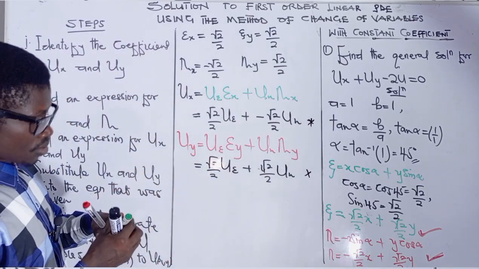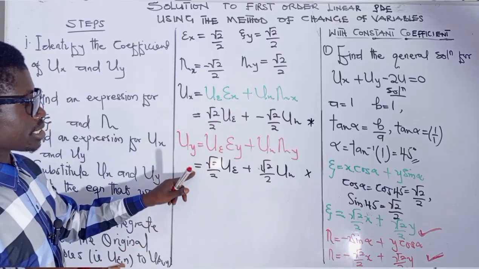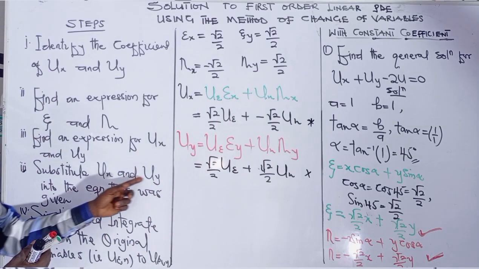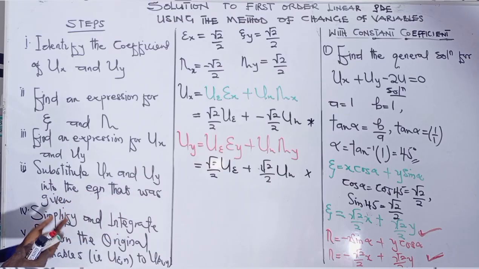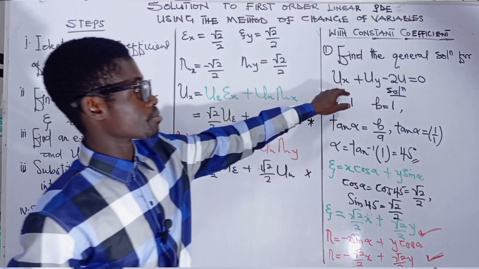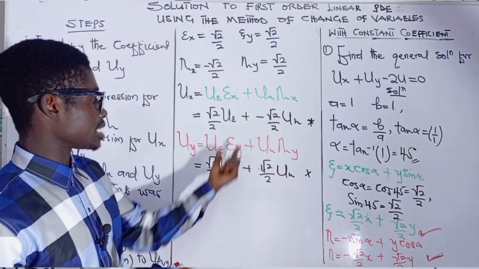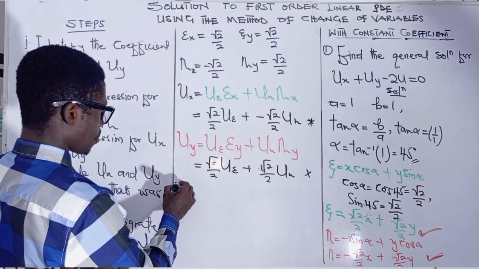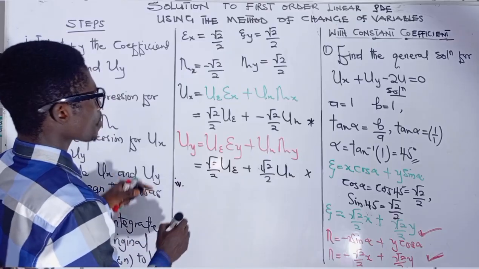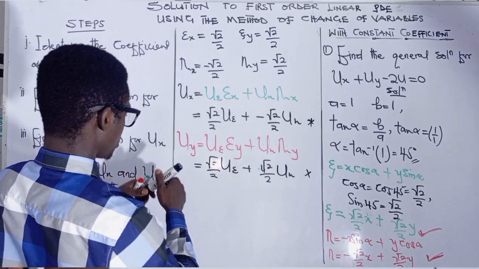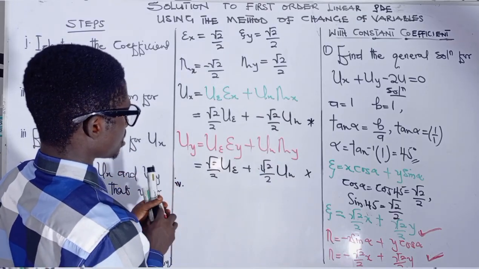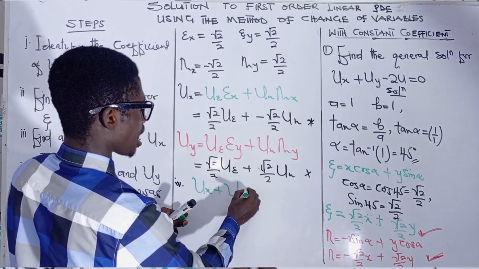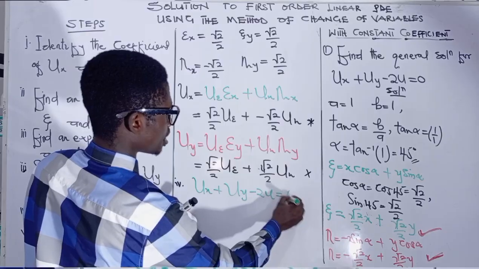We have the expression for ux and then the expression for uy. Now what do you do again? Substitute ux and then uy into the equation that was given. So the equation that was given is this one. We are just going to plug in ux and then uy into the equation that was given. So that is the fourth step. So the equation that was given is what? Let me use this so that you can identify them. Ux plus uy minus 2u is equal to 0.